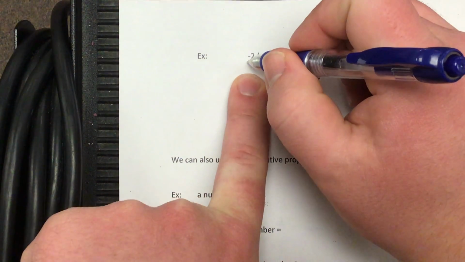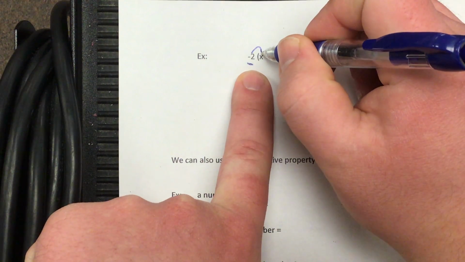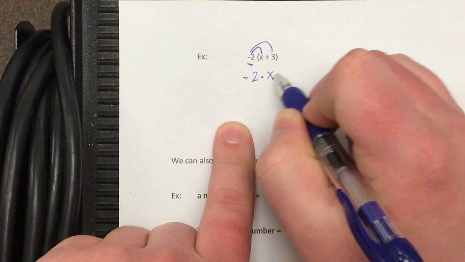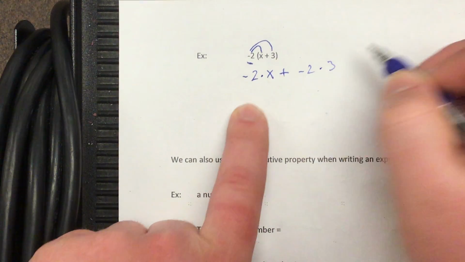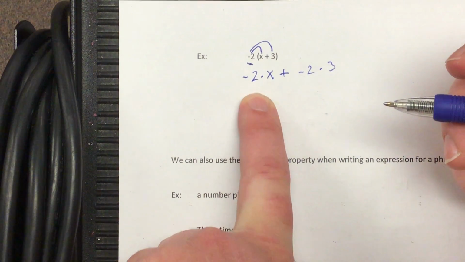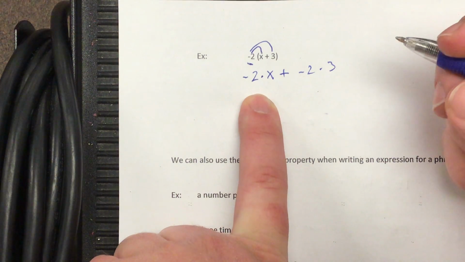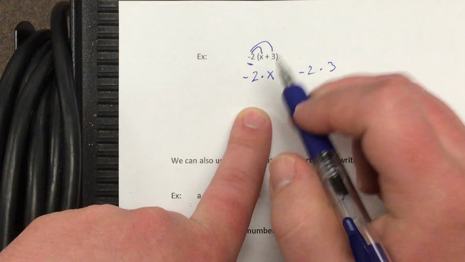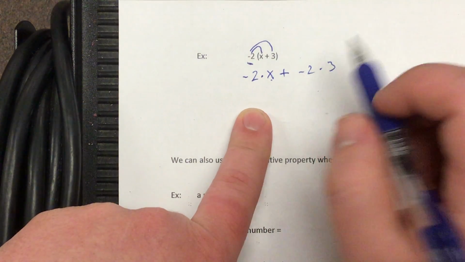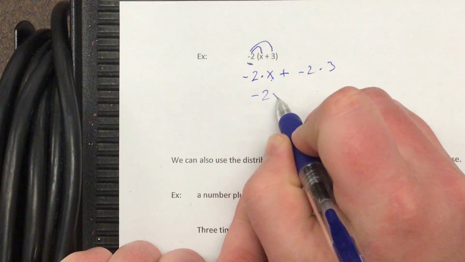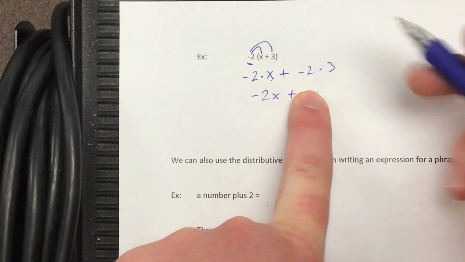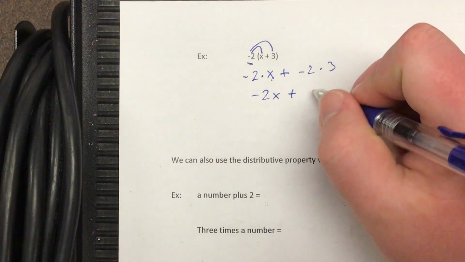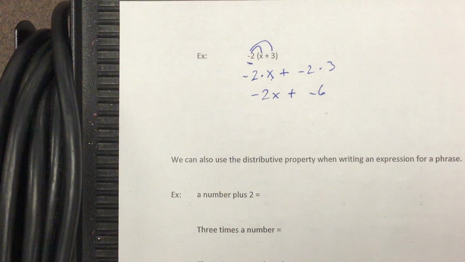All right, so now we're distributing a negative 2. We're going to take negative 2 times x and negative 2 times 3. So we have negative 2 times x plus negative 2 times 3. What am I going to get for negative 2 times x, Caleb? Negative 2x. So we have negative 2x plus, what's negative 2 times 3? Negative 6. Negative 2 times 3 is negative 6.